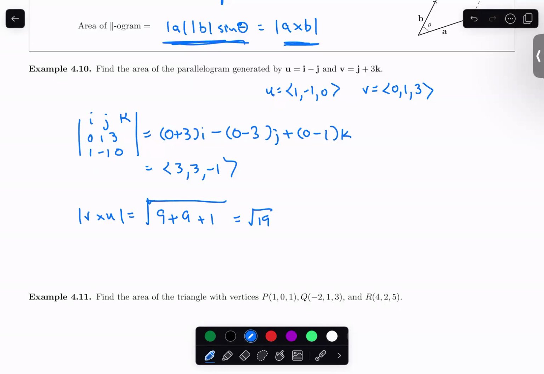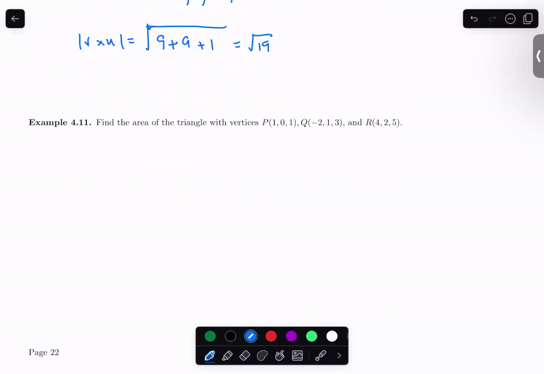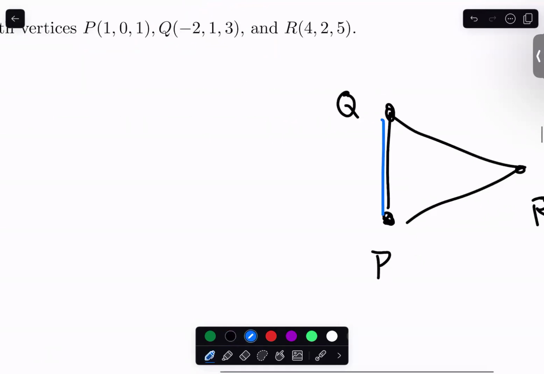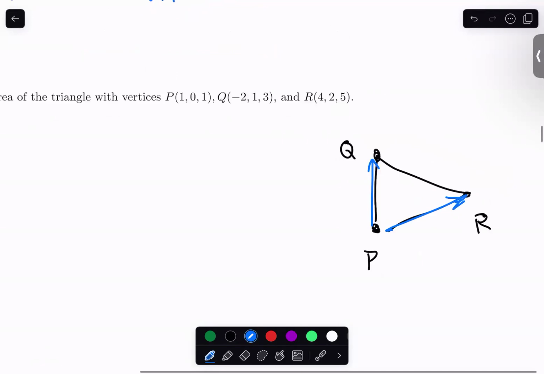Okay, well, I have another problem here for us. Find the area of this triangle. I'm going to go ahead and draw a bit of a crude picture here. Let's suppose that this is P, Q, and R. We know how to find the area of a parallelogram generated by two vectors. So I'd like to imagine if I had vector PQ, which I could figure out, and PR, then the parallelogram generated by these two is going to look like this.